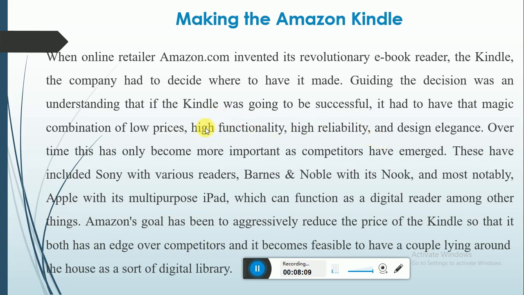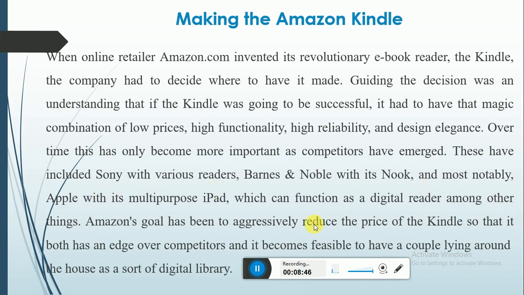If they can't achieve this, imagine if they achieve high functionality, high reliability in design, elegance, but they can't achieve a lower price, so it will be expensive compared to the iPad and Sony, and they can't compete in the market. So that's why it was very important for Amazon to follow this line: the product needs to have these features, and also a lower price, so they can compete with Sony and Apple.